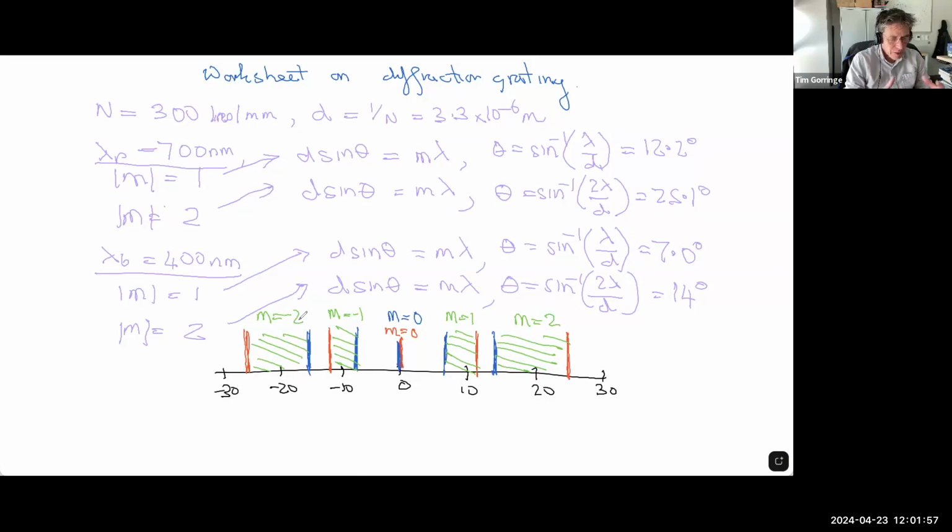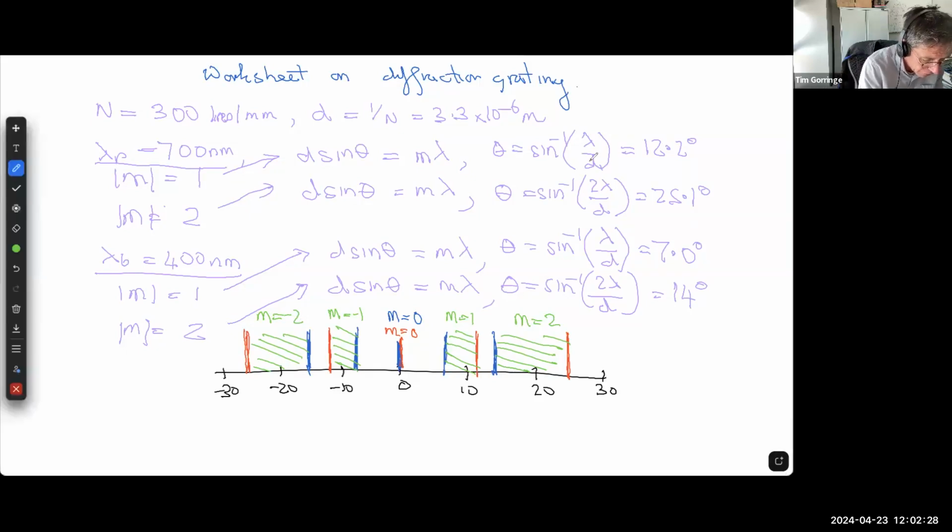We also, in the worksheet, are asked to work out the pattern that you see with a diffraction grating that has 100 lines per millimeter. So this one has a smaller spacing between the lines. The 100 lines per millimeter has a larger spacing between the lines. So this one has a smaller value for D. The 100 lines per millimeter has a larger value for D. What will that do to the angles?